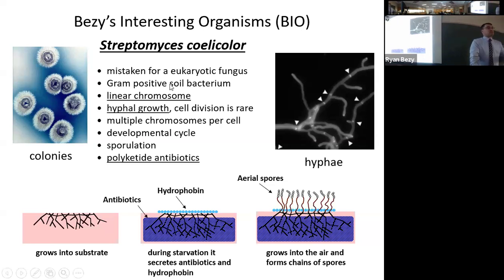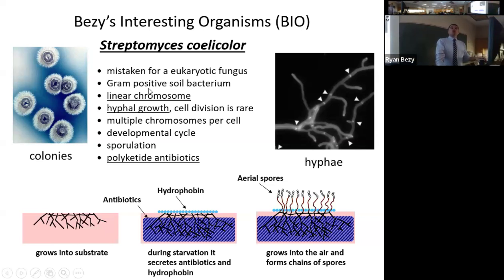But it is a gram-positive bacterium. It's unusual in that it also has a linear chromosome. But most bacteria, do they have linear chromosomes or circular chromosomes? Usually bacteria have a circular chromosome, almost always. This is an example of a bacteria that has a linear chromosome. There's always some exceptions to the rule.